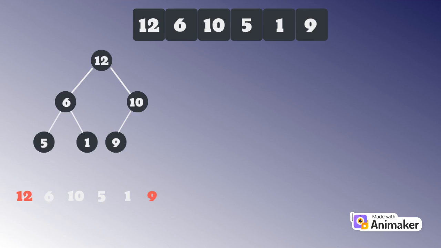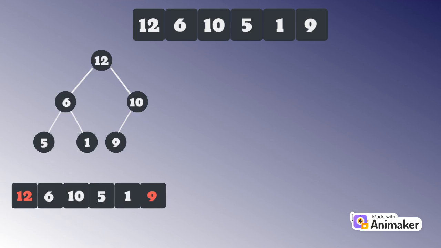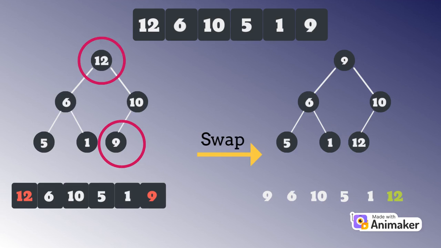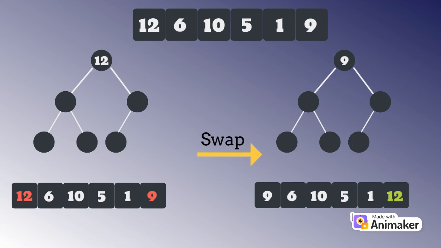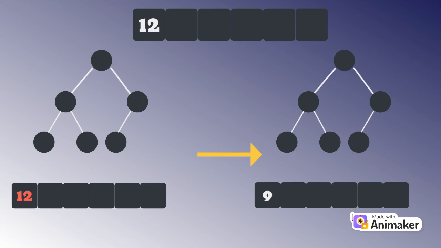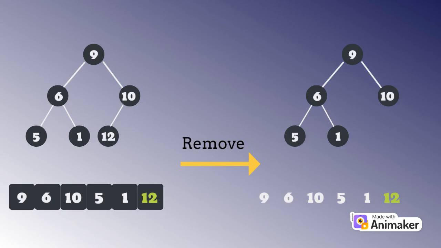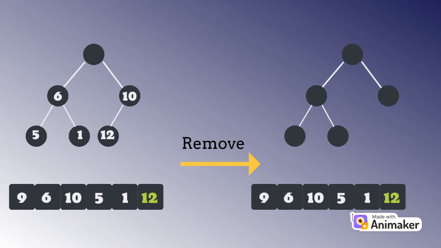Considering this example, after heapifying the given array, we obtain the following tree. Swap the first and last node of the heap. Now the element 12 is in its correct position. Remove the element 12 from the heap.